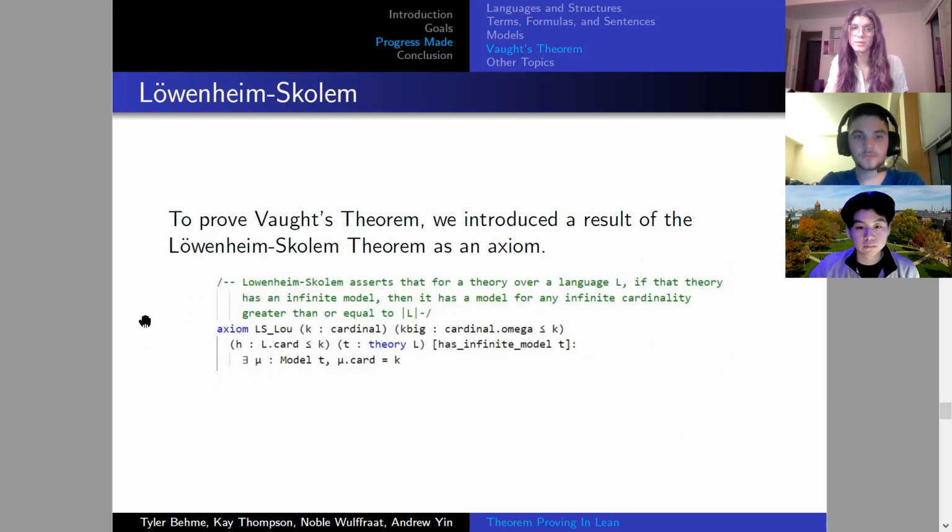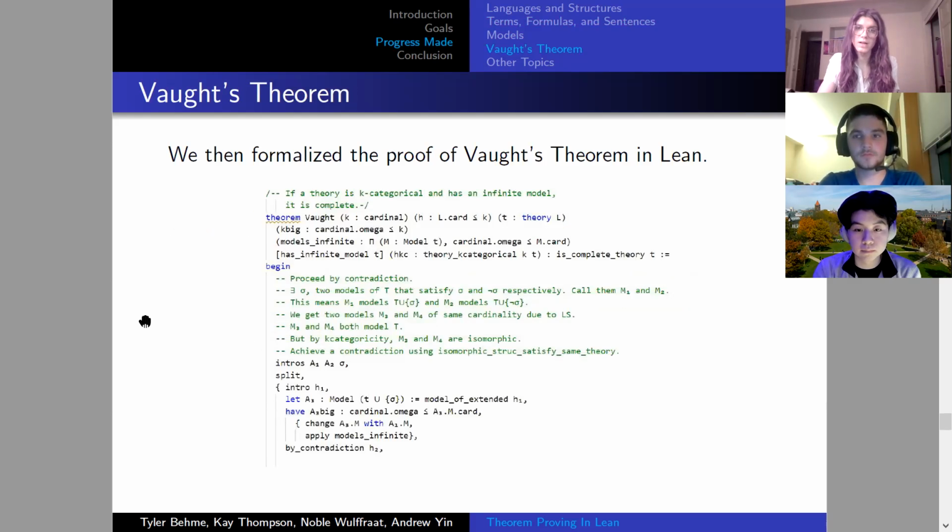Next, we proved Vaught's theorem, and to do so, we introduced a result of the Löwenheim-Skolem theorem as an axiom. Löwenheim-Skolem asserts that for a theory over language L, if that theory has an infinite model, then it has a model for any infinite cardinality greater than or equal to that of L. This is a theorem in model theory, although it is extremely difficult to prove in Lean, so we introduced it as an axiom. We then formalized the proof of Vaught's theorem in Lean, which says that if a theory is k-categorical and has an infinite model, it is complete.